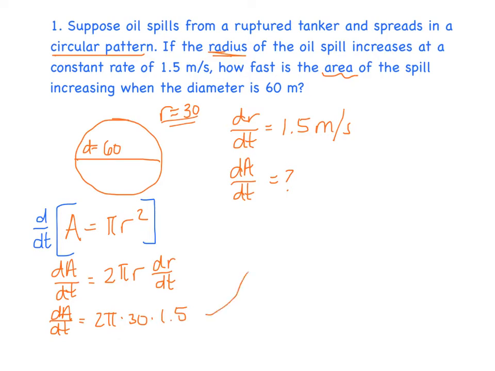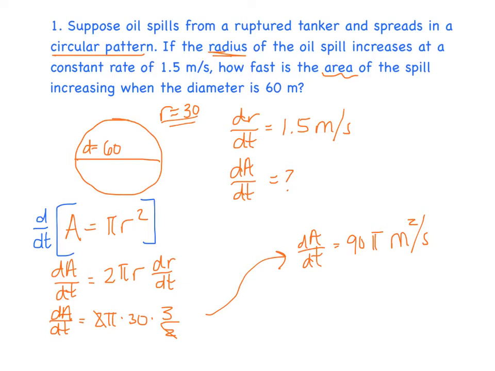Okay, so if I kind of take this over here, I know 1.5 is the same as 3 halves, so I'm just going to erase it and write it like that so that I can see that 2 times 3 halves, the 2's go away, and so 3 times 30 is 90 pi. So dA/dt is 90 pi, and then of course I need my label. So if we're talking about the radius was increasing at a rate of 1.5 meters per second, I know that my area is going to be meters squared per second.